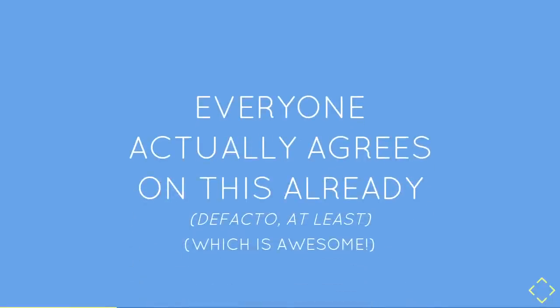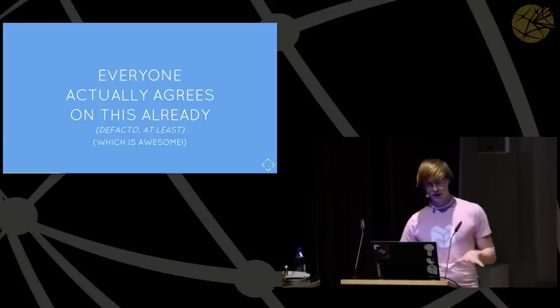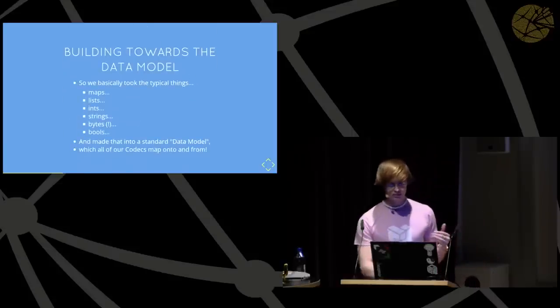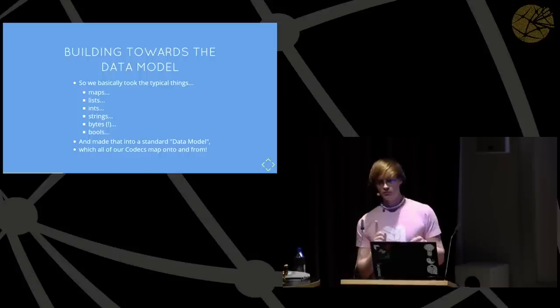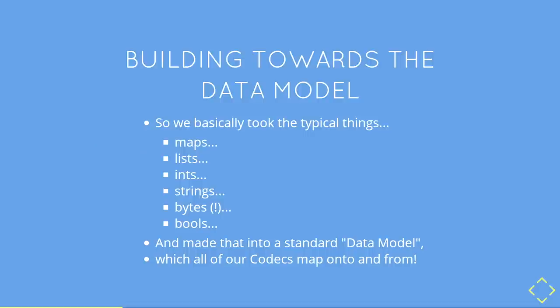I'm going to say there's good news here. Everyone basically already agrees, de facto at least, on what codecs are. Maps, lists, these are super familiar concepts. Integers and strings, we all know what those are, booleans. Bytes, tricky in JSON, but defined in CBOR and some other protocols and Git, so we're going to bring those along. Let's take all these concepts and form them into some sort of a standard data model. That's the next layer coming up. And let's make all of our codecs map into and out of that data model. And this lets us freely choose codecs from now on without having to worry about compatibility.